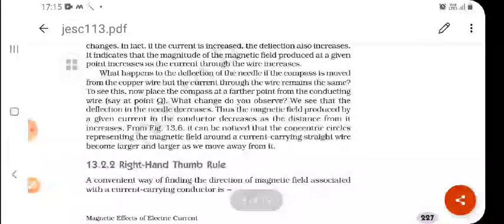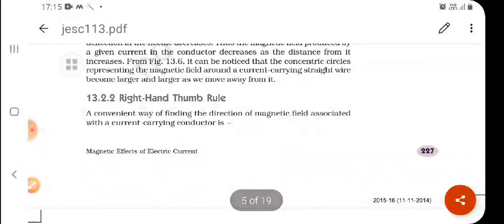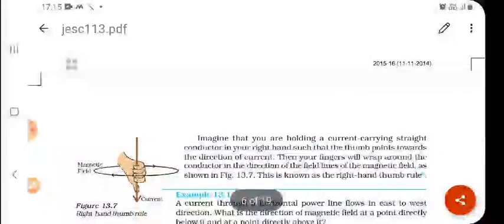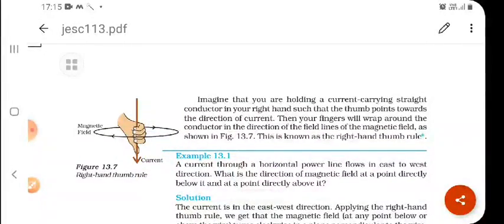Now we are going to study the right hand thumb rule. So who gave this rule? Maxwell was the scientist who gave this right hand thumb rule to determine the direction of how the magnetic fields are formed due to the flow of current. In this diagram you can see the thumb is pointing towards the current, and the direction of the fingers shows the direction of the magnetic field. The wrapping of the fingers shows the magnetic field.